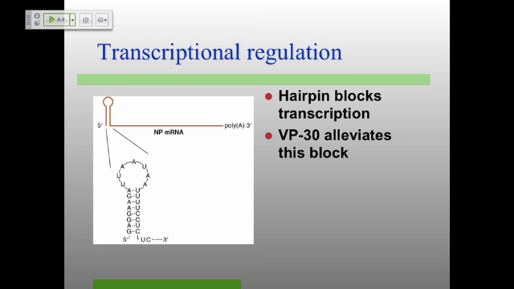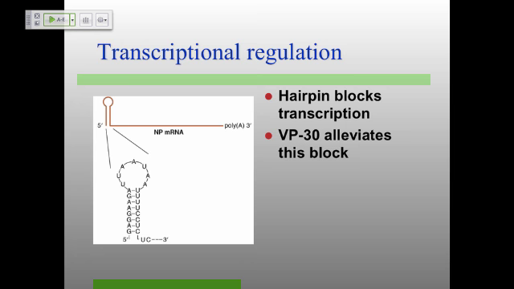It's the very first gene that you have present next to the leader sequence, so at the 3' end of your genome. It has a very strong secondary structure, this hairpin structure that forms at the beginning of that open reading frame. If you have VP30, that basically removes this block to transcription, and you get a lot more.